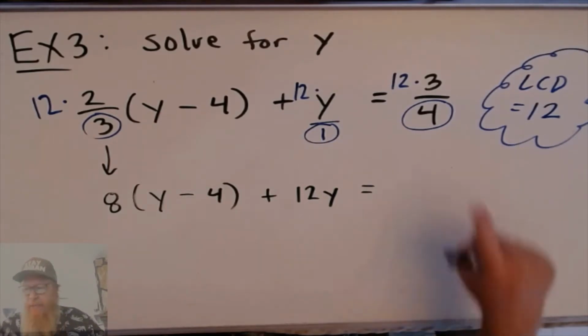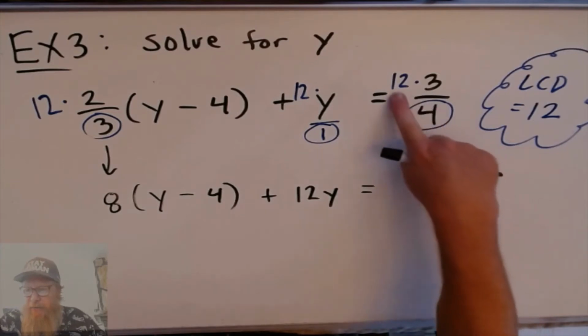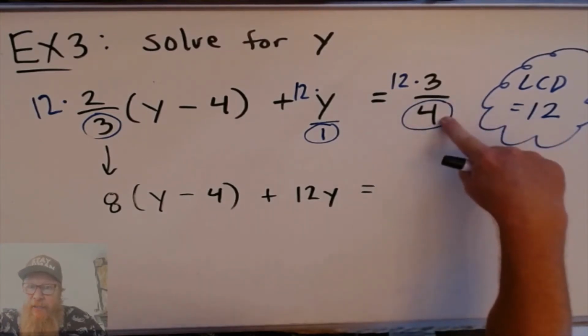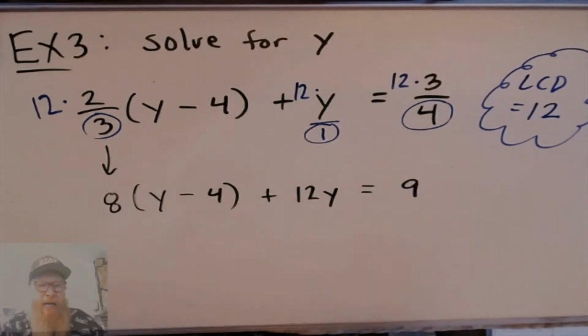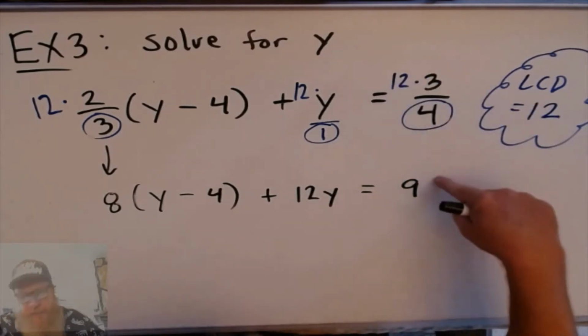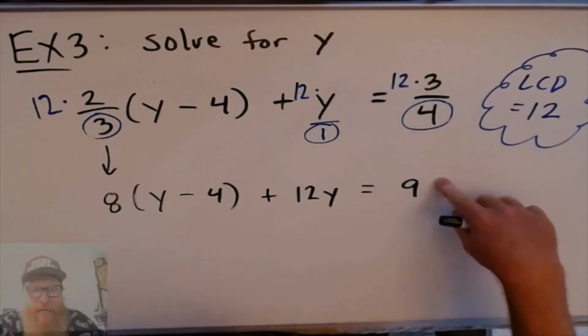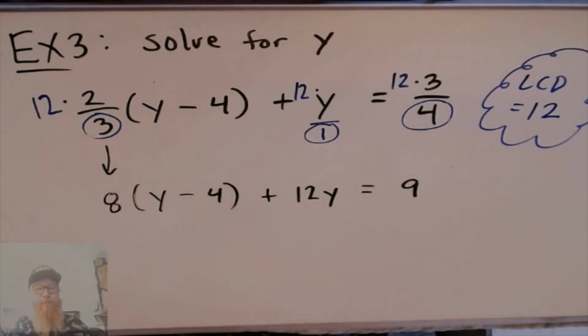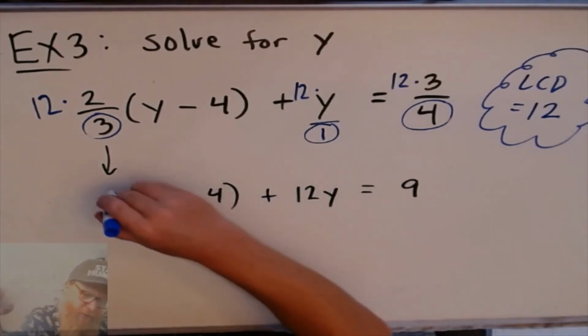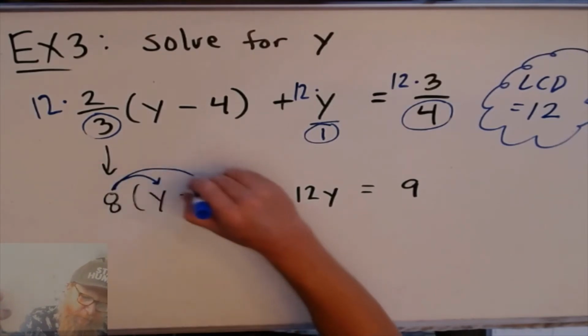Okay. And on this side, you have 12 times 3, which is 36. 36 divided by 4 is 9. Try it the other way. 12 divided by 4 is 3, and 3 times 3 is still 9. So again, any way you slice it, you're going to get 9 there. Oh, and now you've got to resolve the parentheses. So use the distributive property.